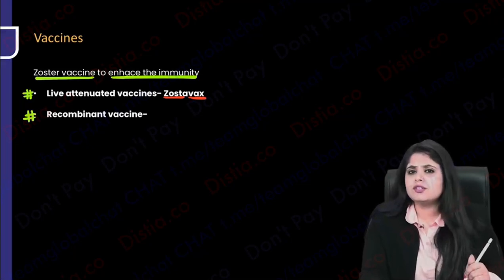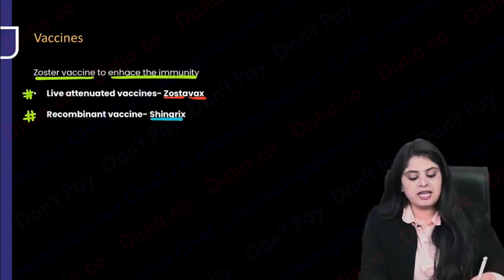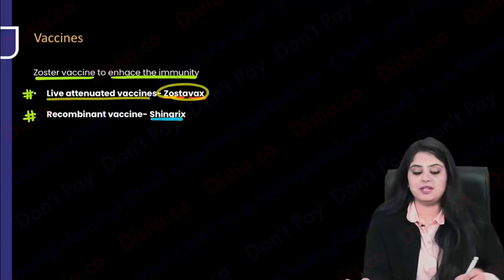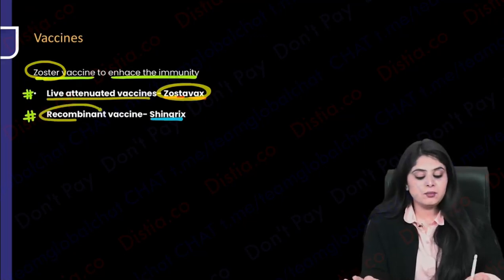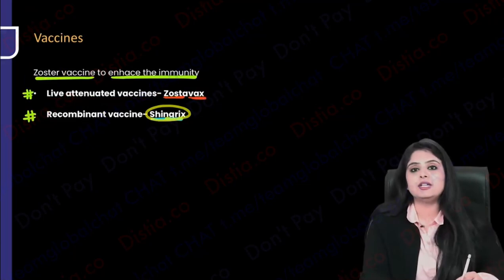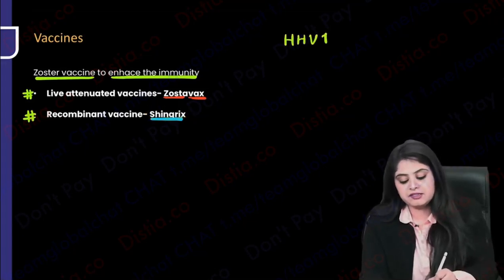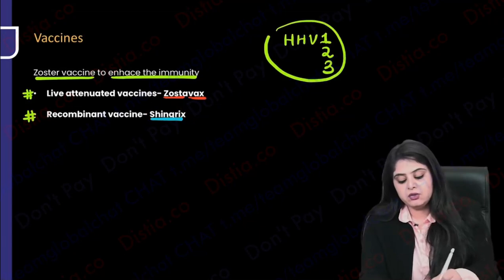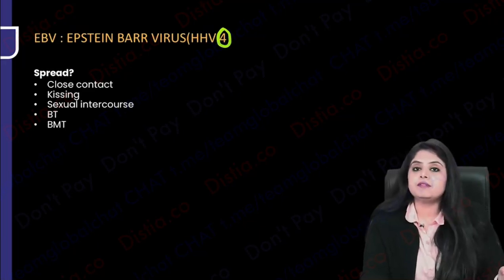And zoster is also known as shingles, right? So the recombinant vaccine's name is Shingrix. Simple. For the live attenuated one, they kept the zoster name, that is Zostavax. For the recombinant, they recombined something and kept a different name, so they named it after shingles, that is Shingrix. You will remember it? Perfect. And that finishes off 3 things, guys. We are done with human herpes virus 1, 2 and 3. Very good. Now I move on to human herpes virus 4, which is Epstein-Barr virus.